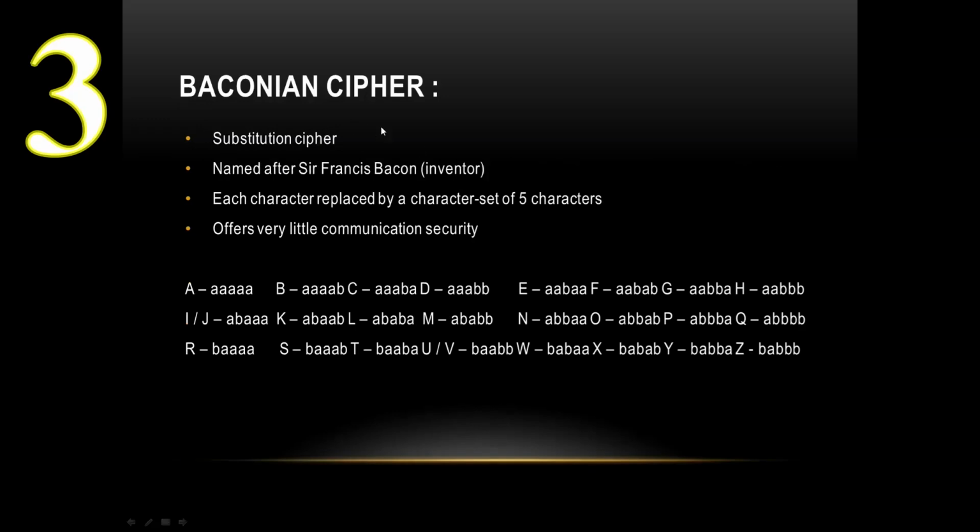And the next cipher is BACONIAN cipher. It is also a substitution cipher. It was named after Sir Francis Bacon, which was its inventor. And in this type of cipher, each character is replaced by a set of 5 characters which only consist of 2 alphabets, A and B. The coding sequence is given here, and also it offers very little communication security.